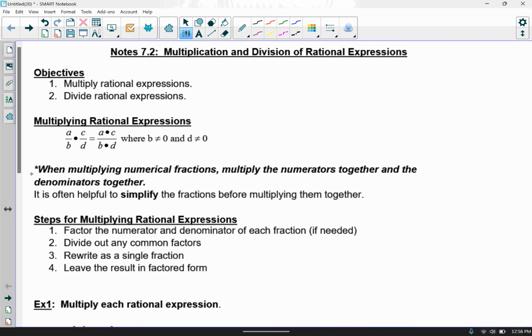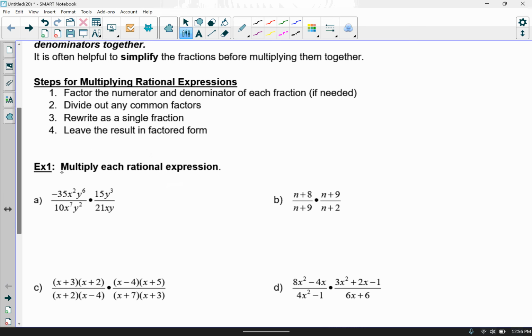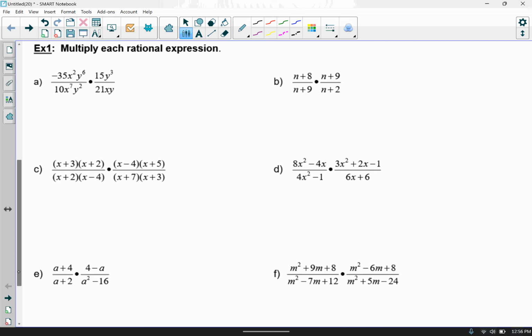Okay, so some steps for multiplying rational expressions: you can factor your numerator and denominator if needed. Divide out any common factors, and again, you have to cancel out a top with a bottom, never side by side. And then you're going to rewrite your final answer as a single fraction. You can leave it in factored form. All right. Down below in example 1, I'm going to do 3 of these with you. I'm going to actually do A, D, and E with you.